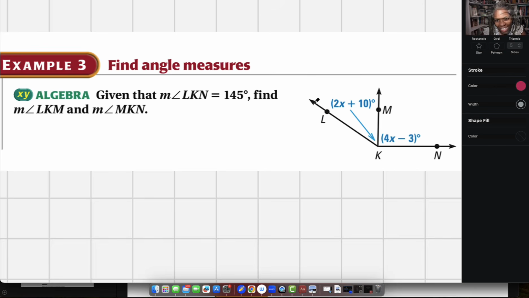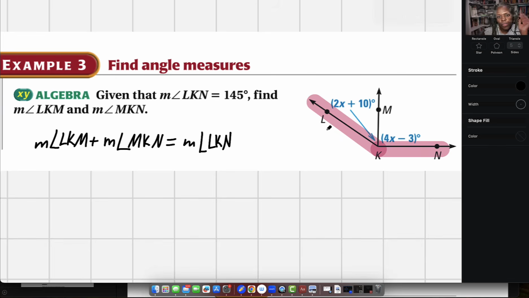First thing we have is that LKN, this larger angle, has a measure of 145 degrees. We're supposed to find LKM, the measure of this smaller angle here, and MKN, the measure of this angle. Let's look at our setup. The first thing is that these two smaller angles added together will equal this larger angle, and we get that from the angle addition postulate.